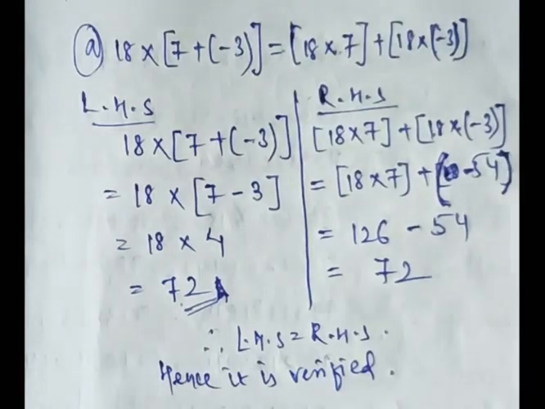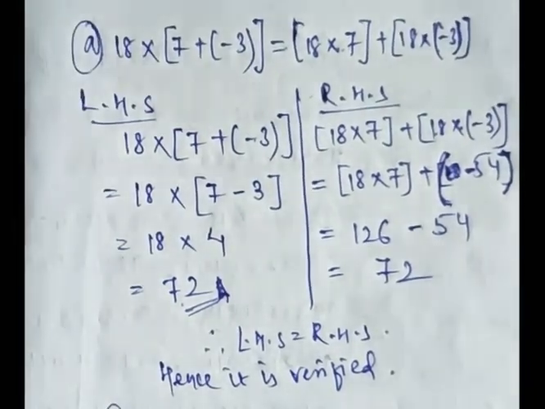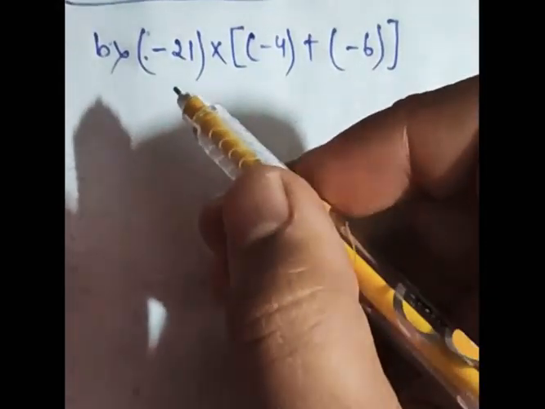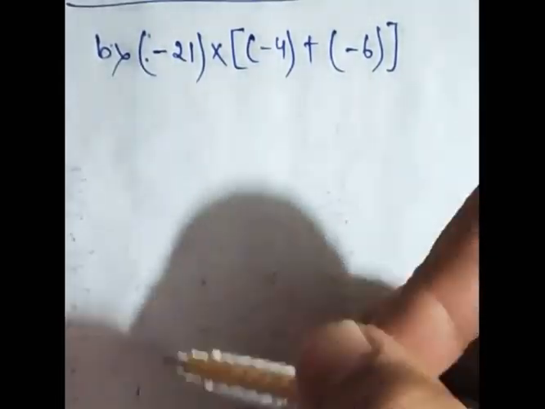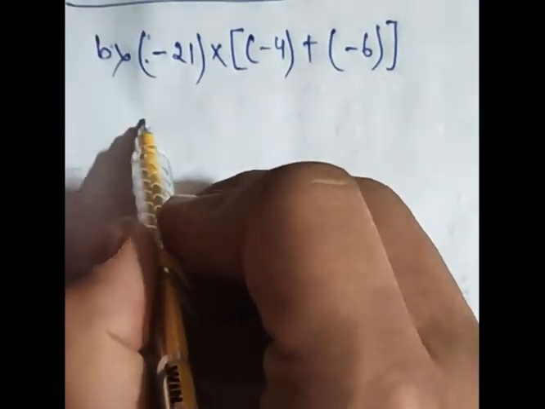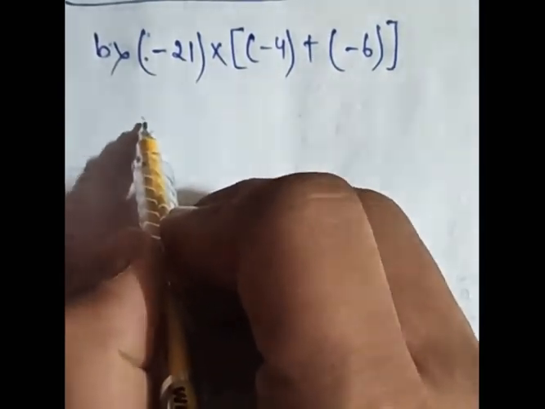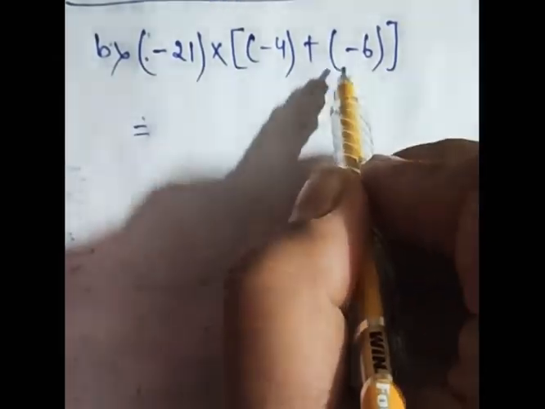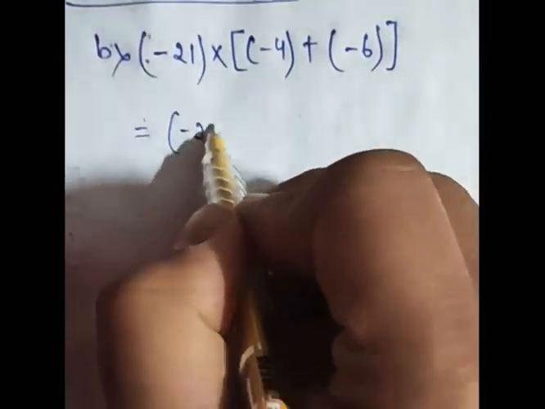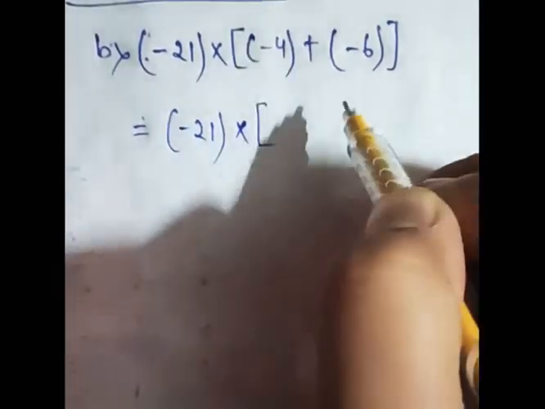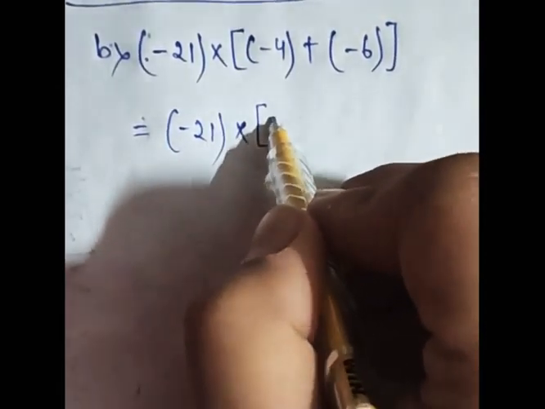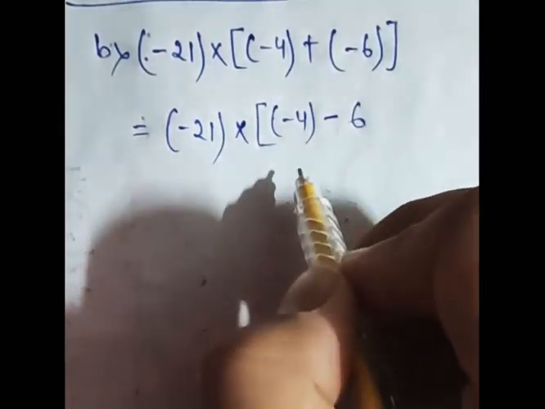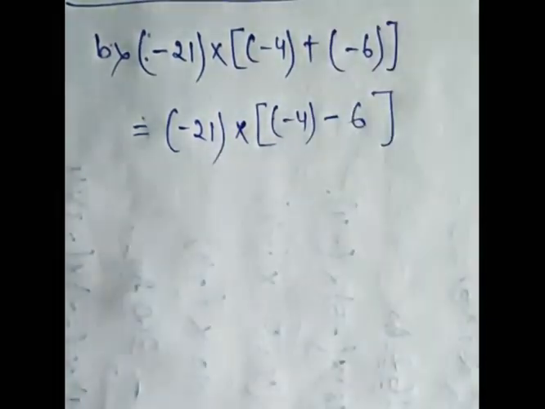Move to the question number B. Here I have written the left hand side question. In the next part I'll write the other question also. Let us solve for this. First of all, there is a bracket inside a bracket. Let us solve the bracket inside the bracket first. This one, that is minus 4, minus into plus is minus 6, right? So that we will try to solve first.